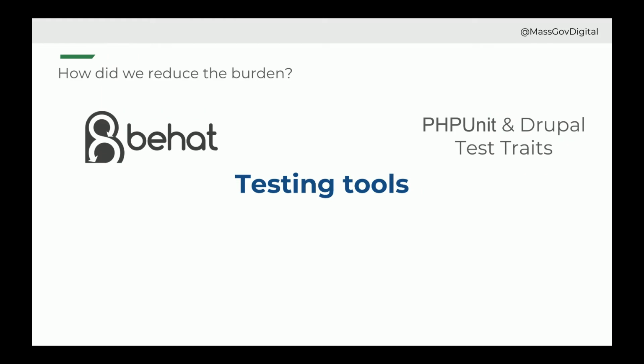So we had BHAT, we have Drupal test traits, we got the PHP units in there. Those 500 errors, you can catch them every once in a while, like on all pages. But with how many pages we have, you're not going to catch them all. So we needed a way of testing more than the 5 pages that I was doing every time for a release.